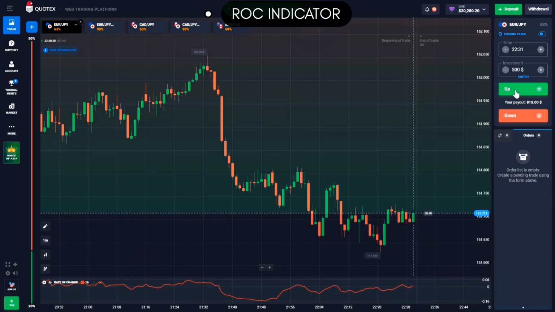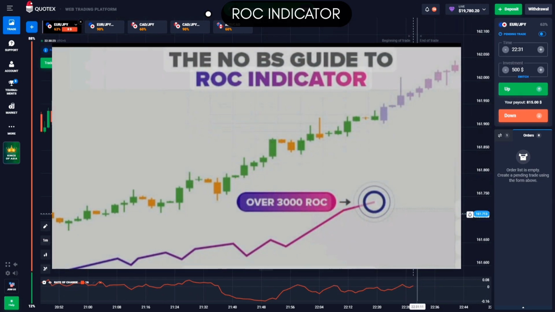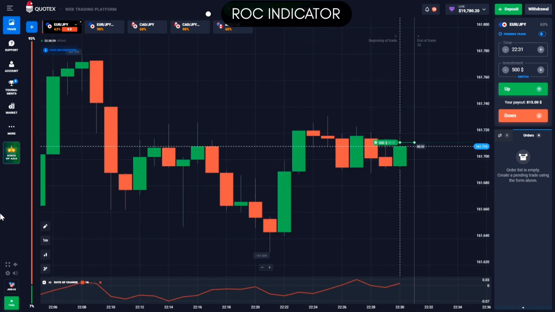The rate of change, ROC, indicator is a powerful tool for traders, helping you identify trends, spot potential reversals, and make informed trading decisions. Remember to always combine the ROC indicator with other technical and fundamental analysis tools to maximize your trading success.